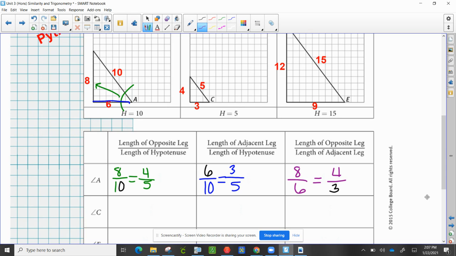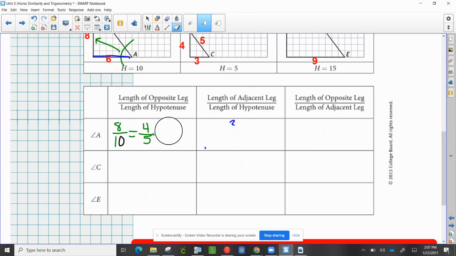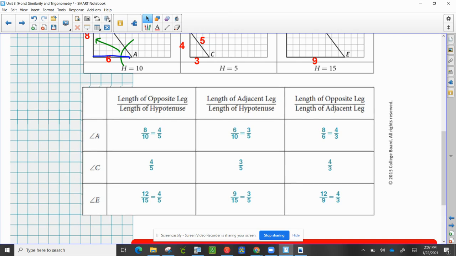So I'm going to have you guys fill out this table, finish it up for angle C and angle E. So fill in the exact same thing that I did. Okay, if you filled out everything correctly, you should have gotten these ratios.